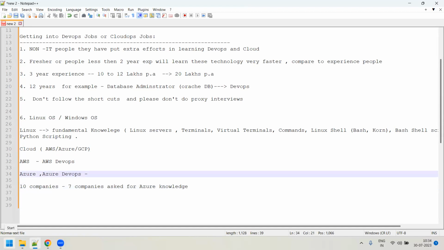Azure DevOps is a service provided by Azure only, right? All your pipelining, whatever CI/CD pipelining you can achieve in your Azure cloud, you can do with the help of a service known as Azure DevOps. Earlier the name of Azure DevOps was VSTS. Later they renamed it to Azure DevOps. Clear? Fine.